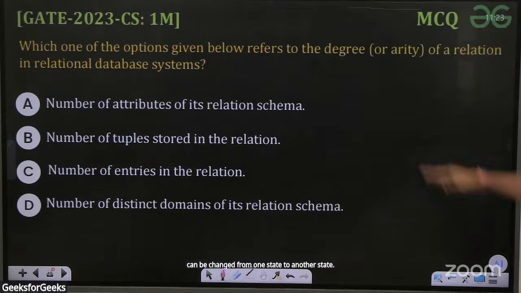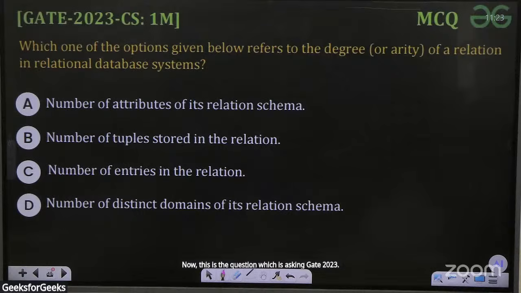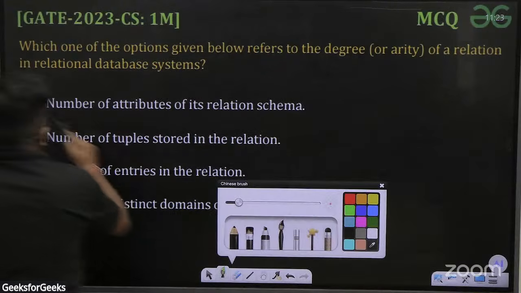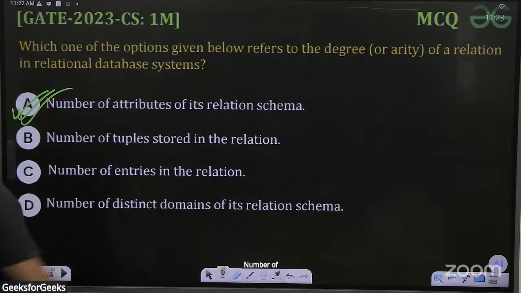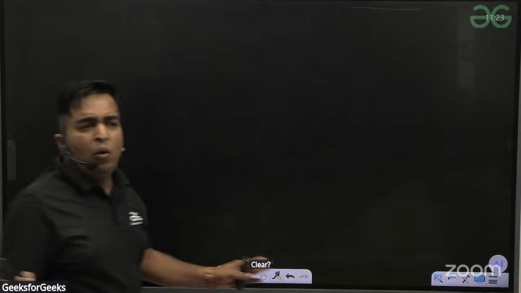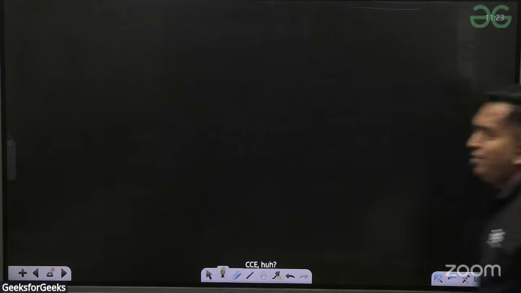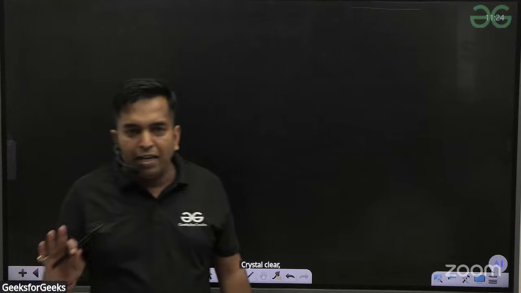Now this is the question asked in GATE 2023. What is the meaning of degree? Number of attributes in the relation schema. Clear? Any doubt? Crystal clear? Let us move ahead.